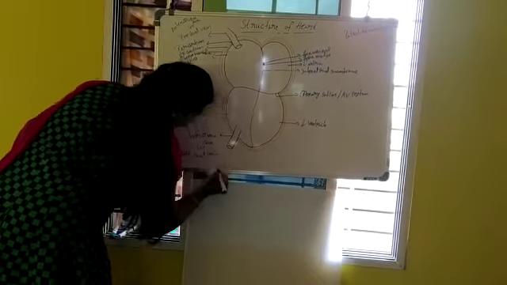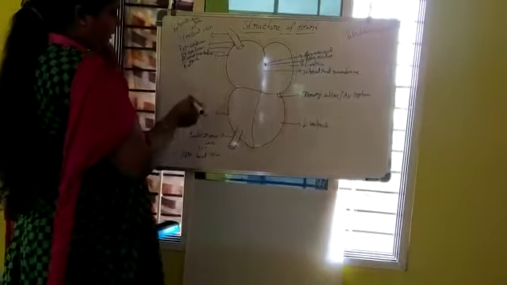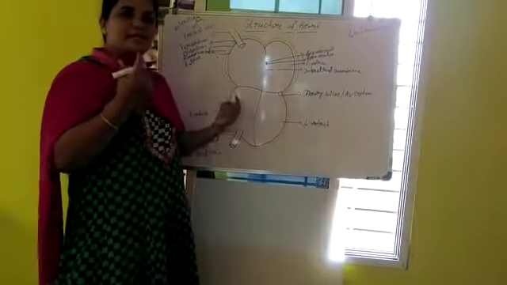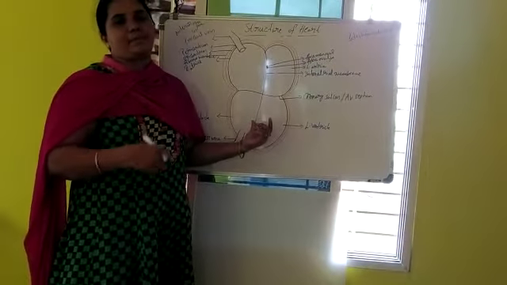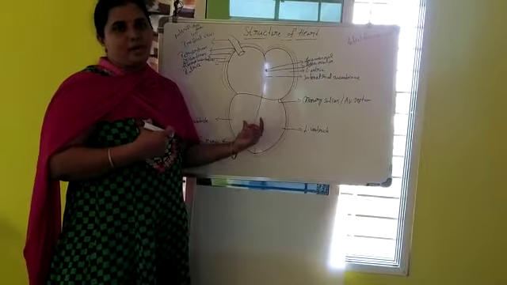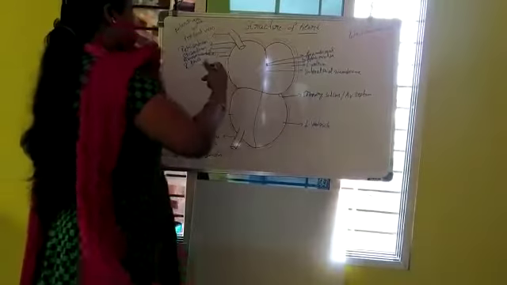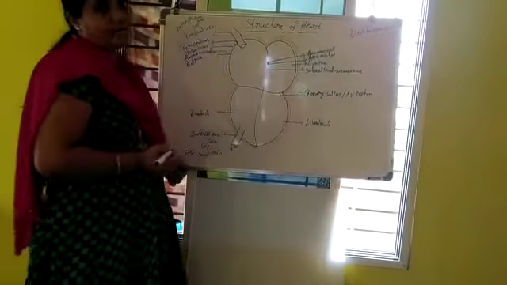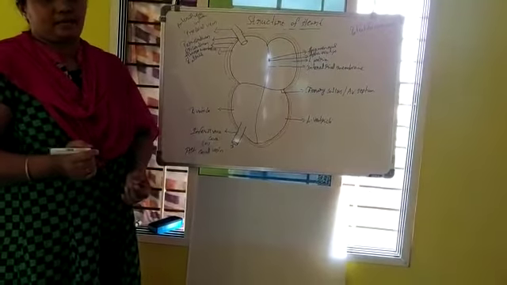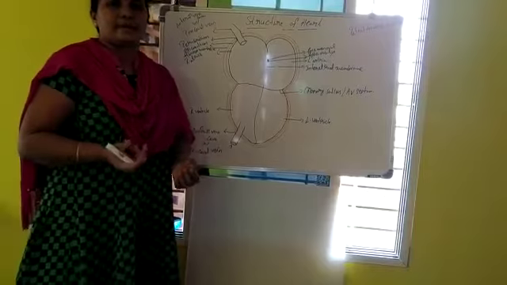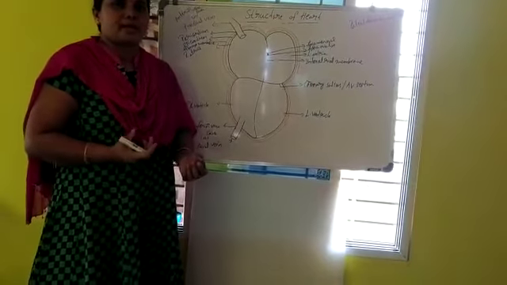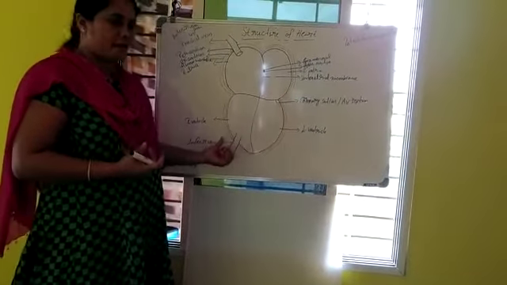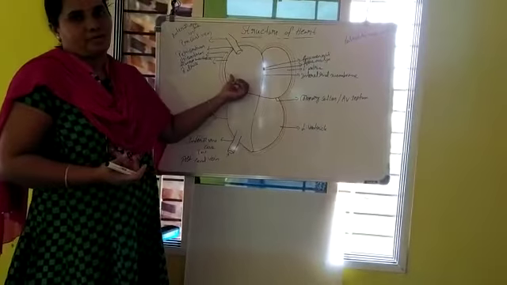Post-caval vein. Why? Because this inferior vena cava brings the deoxygenated blood from the posterior parts of our body. What type of blood will it bring? It will bring deoxygenated blood. From where? From the legs and abdomen. So these parts bring the deoxygenated blood to the right atria.